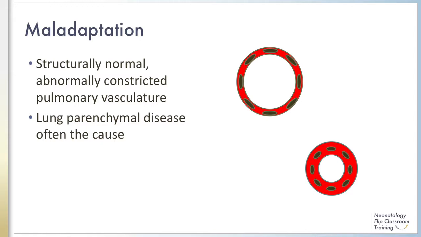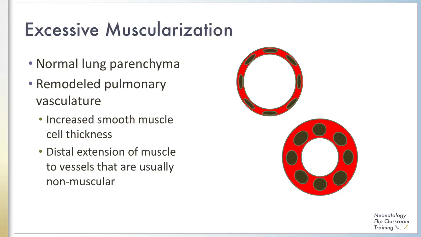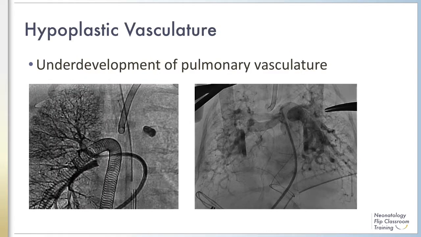This is most commonly seen in clinical situations where lung parenchymal disease is present, like meconium aspiration syndrome, pneumonia, or RDS. Excessive muscularization is characterized by normal lung parenchyma with remodeled pulmonary vasculature. The pulmonary arteries have increased muscle cell thickness, and there can be distal extension of muscularization to vessels that are usually non-muscular. Hypoplastic vasculature is characterized by the underdevelopment of pulmonary vasculature.